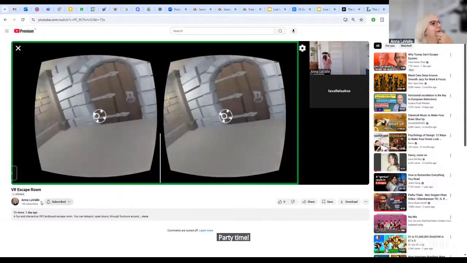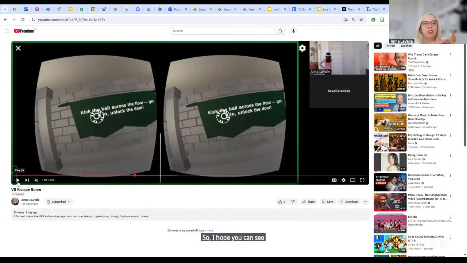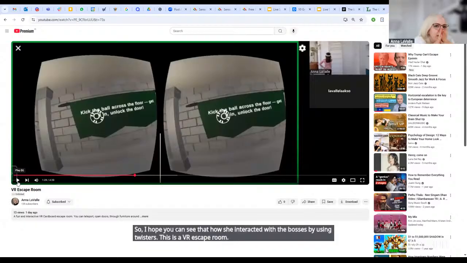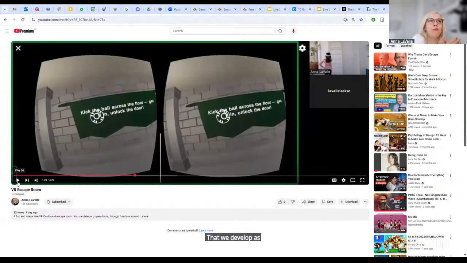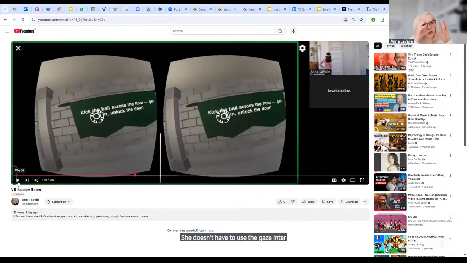So I hope you can see how she interacted with the boxes by using twisters. This is a VR escape room that we developed as a demo of what can be done in a cardboard. So she's using a cardboard. She's super excited because it's extremely interactive. She doesn't have to use the gaze interaction, so she uses twists of her head. And what she can do was remove those boxes.